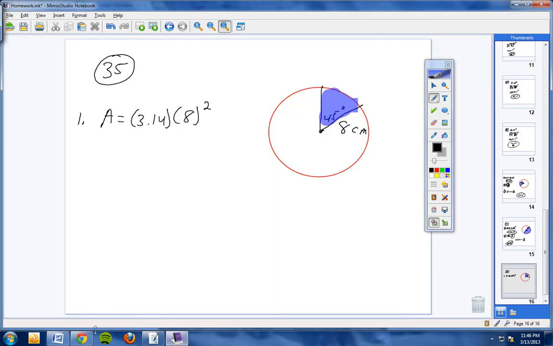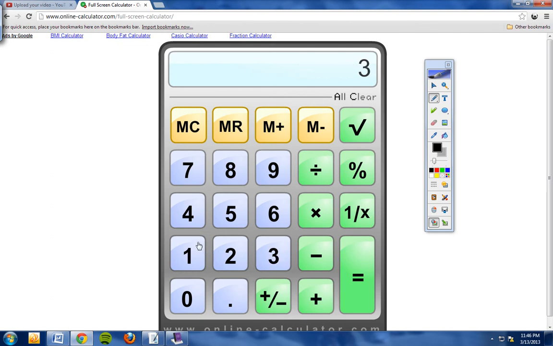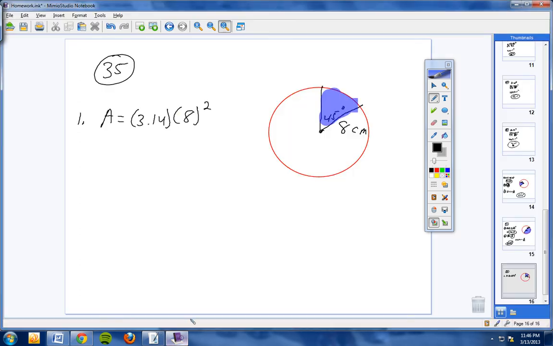And so let's go back again. 3.14 times 64. That would give you 200.96. So there's your area, 200.96. Now, step 2, make a fraction of this sector. So we know we have 45 degrees out of 360. And 45 goes into both of these numbers. 45 goes into 45 once. 45 goes into 360 8 times. So the fraction is 1/8.